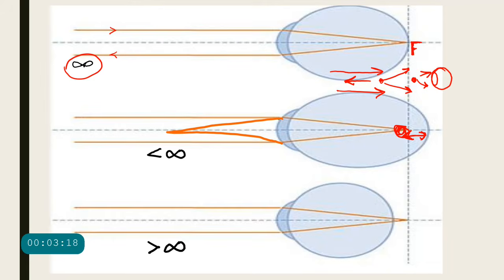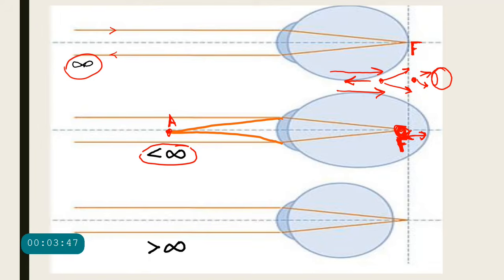So the far point in a myopic patient is less than infinity, and therefore that is the conjugate point for that patient. That means if the rays were to come from this point over here, considering this to be the focus of this myopic eye, the rays will finally come at this location, say A. So A is the conjugate foci for the myopic eye, and it is less than infinity.